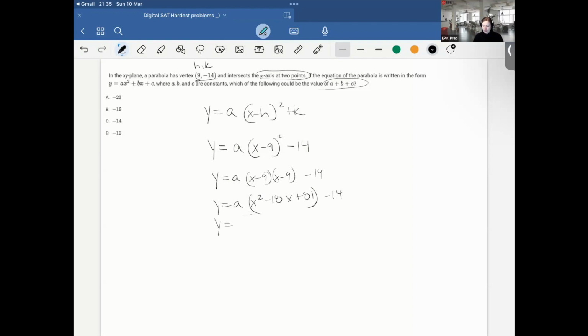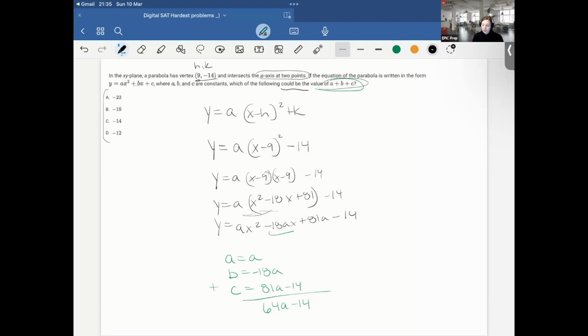And then I will distribute the a to everything. Plus 81a minus 14. Okay, so I have my a value, it's just a, b value here, negative 18a. And then I have my c value, which is 81a minus 14. I'm asked for the value, or could be the value of. So now I can sum these. This is 64a minus 14. Okay, so then I look at the answer choices and I'm like, oh no, this isn't an answer choice.